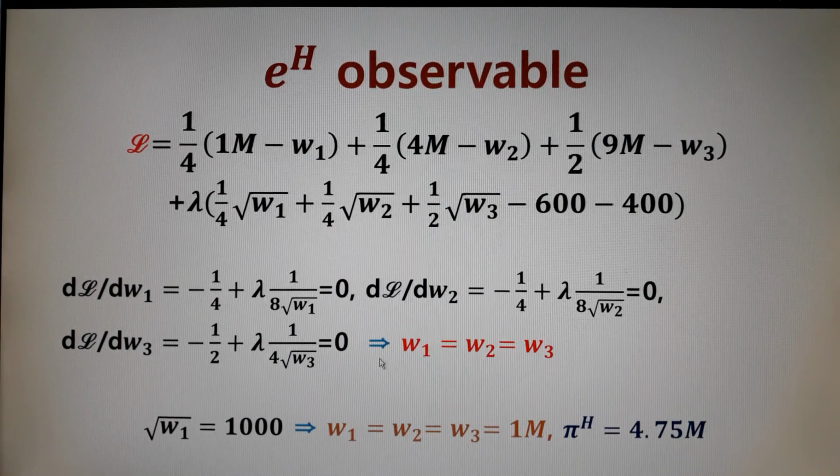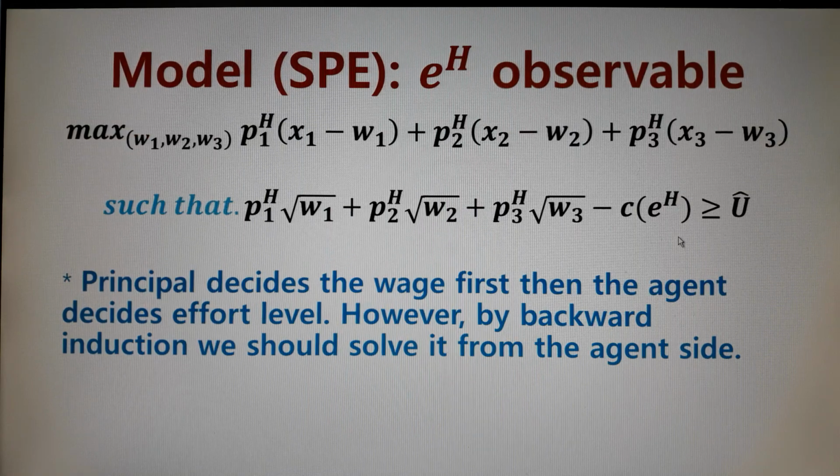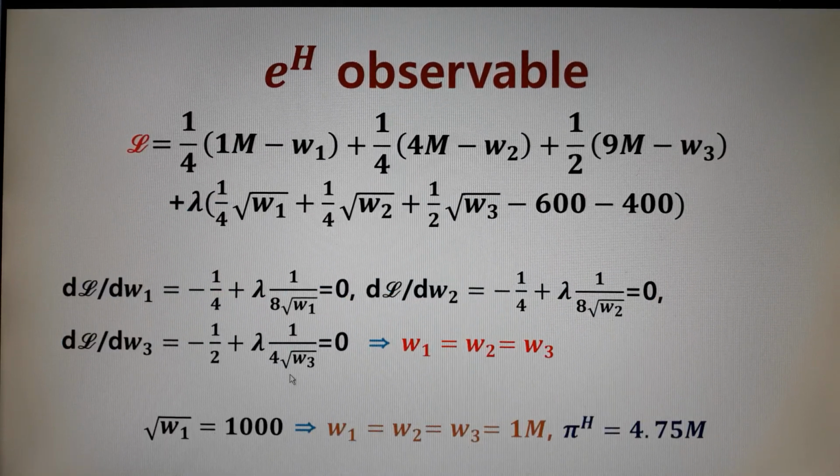So if they are the same, what can we see? We use the fact that they are the same in here. If you look at here, W1, W2, W3 are the same, and P1H, P2H, P3H together sum to 1. So all this would be just root W1 minus 600 should be bigger than or equal to 400. Root W1 should be bigger than or equal to 1000. But you want to minimize the wage, so it should be 1000. So root W1 is 1000. That means W1, W2, W3 are 1 million.